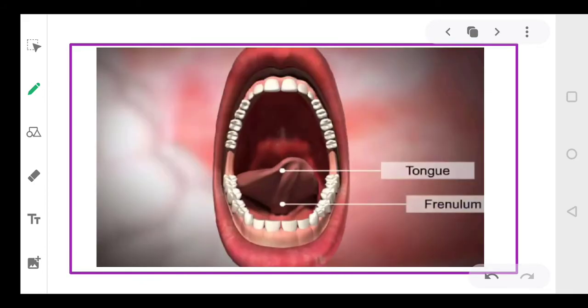Then coming to the second organ, that is called your tongue. So in your oral cavity, one is your teeth, second is your tongue. A tongue is your muscular organ. Okay, everyone? Tongue is a muscular organ that you can easily move. It is easily movable. And at the bottom, it is attached to your mouth with the help of a structure which is called frenulum. Right? We call this structure frenulum.